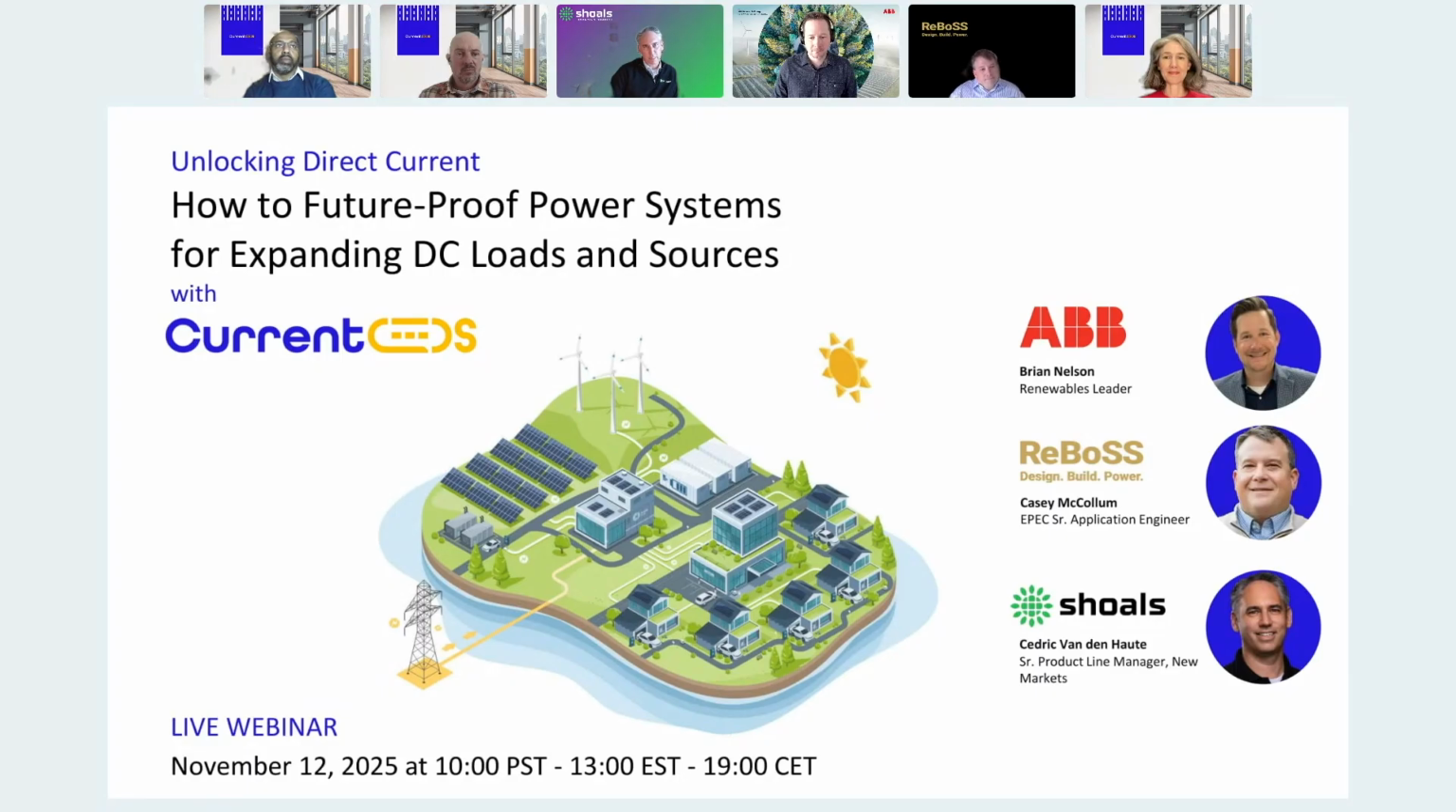And I would say that DC is solving additional problems. To add to Casey's point, on top of the efficiency and on top of the scalability, it has some additional benefits. You're saving on materials. You're reducing your number of connectors. It's a significant amount of material that you are saving in a massive application like a data center.